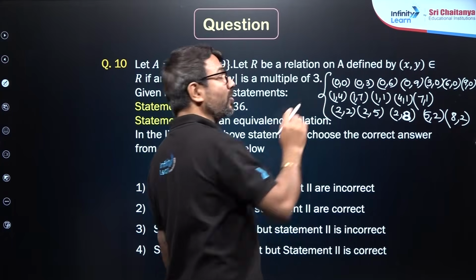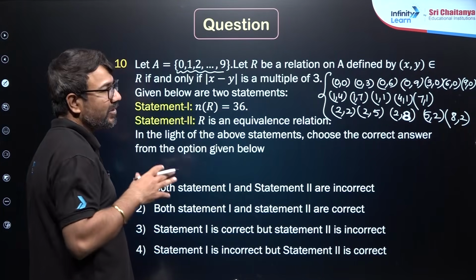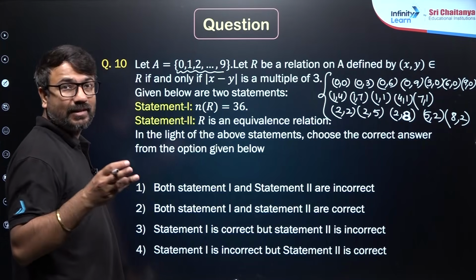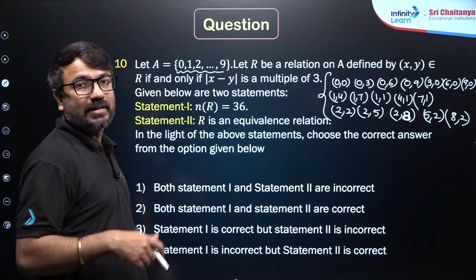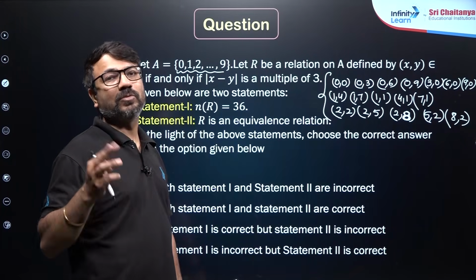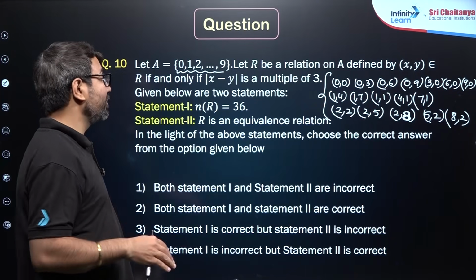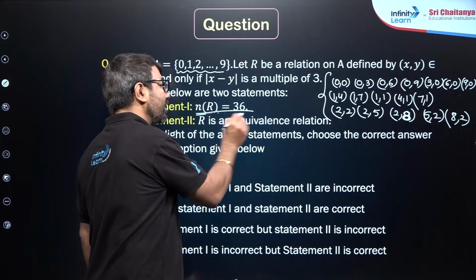Now, if you count all of them, with 3 also you have to take, then 4 also. In this way, you have to complete all the pairs, up till 9, 9. Every element will be paired with itself also: 0, 0, 1, 1, 2, 2, 3, 3. These are the 10 ordered pairs which will be there. If you count all these ordered pairs, my dear students, you will have 36 as the answer.